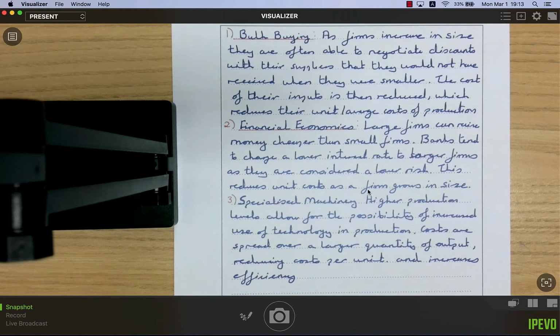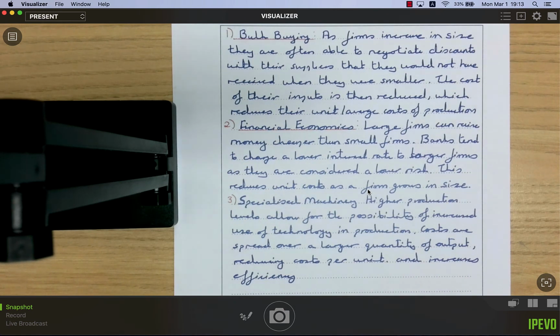Financial economies. Well, large firms can raise money cheaper than small firms. Right? They can borrow money at a lower interest rate. Banks tend to charge a lower interest rate to larger firms as they are considered a lower risk. This reduces unit costs, okay, because they're producing the same amount, but now their costs have fallen. So as a firm grows in size, because they were paying 5% on all money borrowed, now they're paying 4%. They're still producing the same amount, but the total cost has fallen. Therefore, unit cost has fallen.